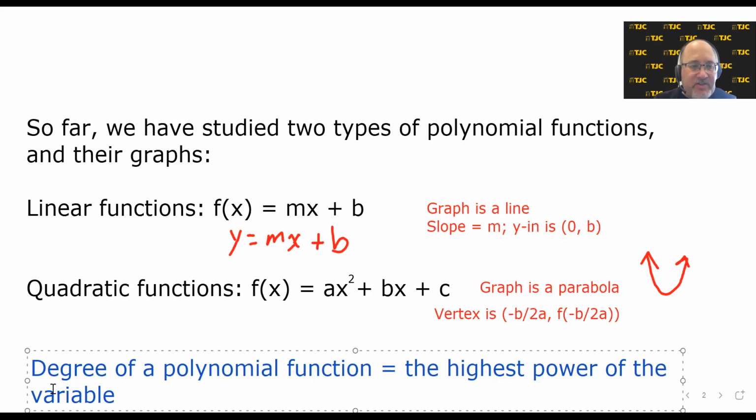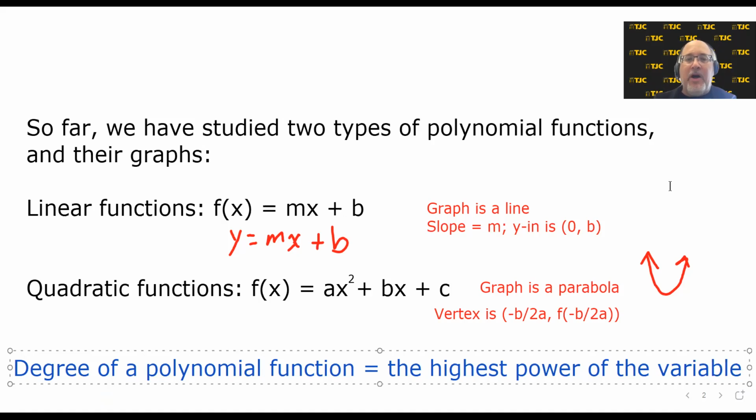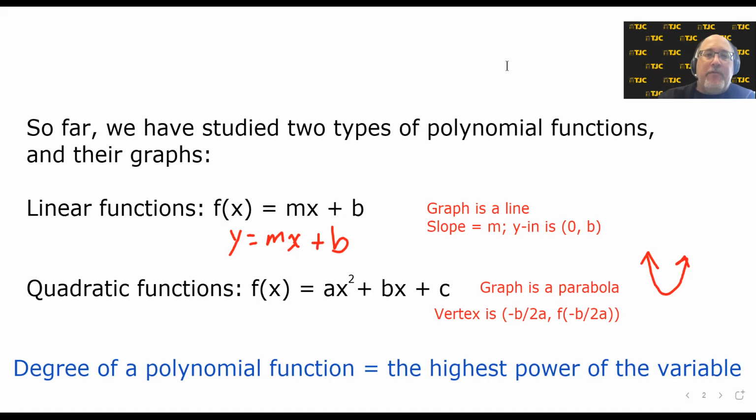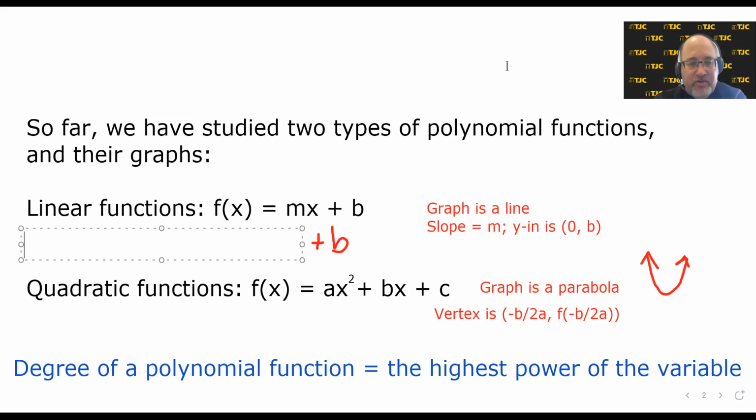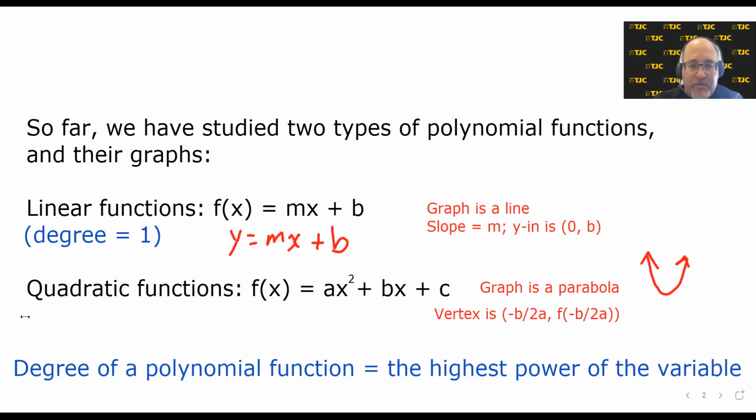So in this case, let's see if I can get all this on one line. Oh, there we go. The degree of a polynomial function is the highest power of the variable. So for example, for linear functions, the degree is 1 because the highest power on the x is 1. What is the degree of a quadratic function? Well, it's the highest power on the variable, so the degree is 2.